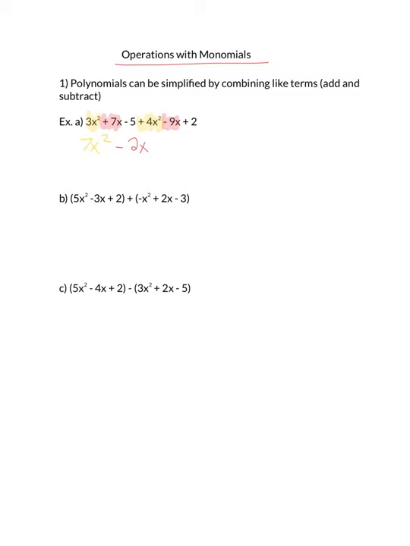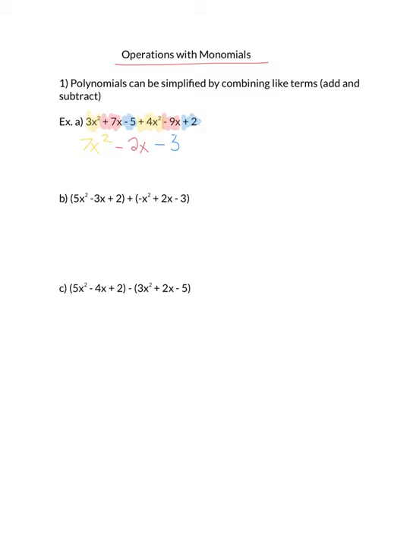And then last but not least, I'm going to take care of just my numbers. So I have a negative 5 and a positive 2. And negative 5 plus 2 is negative 3. I cannot go any further than this because none of these are like terms. I have a 7x squared, I have a negative 2x, and a negative 3.